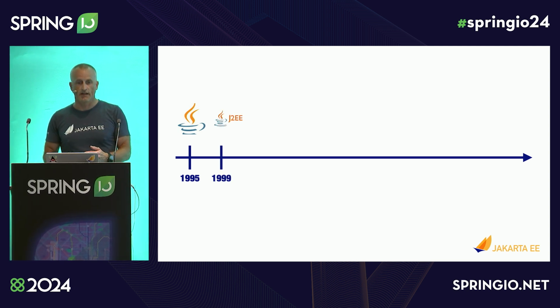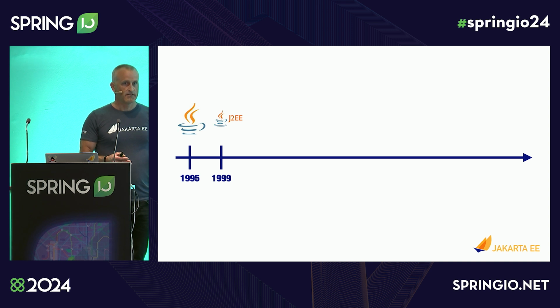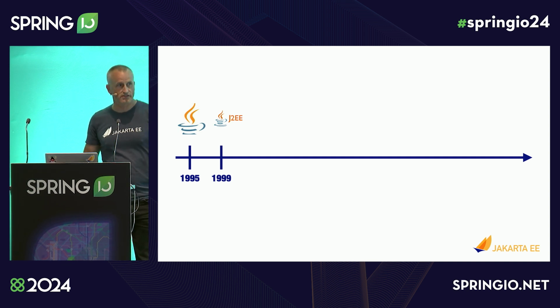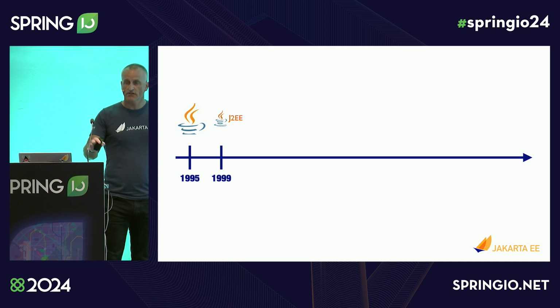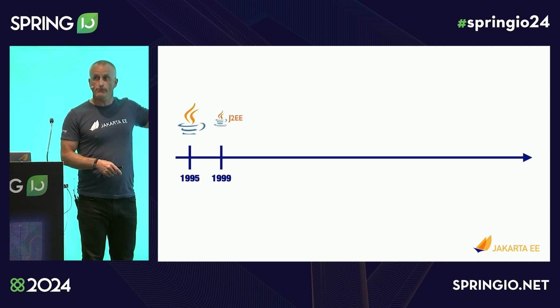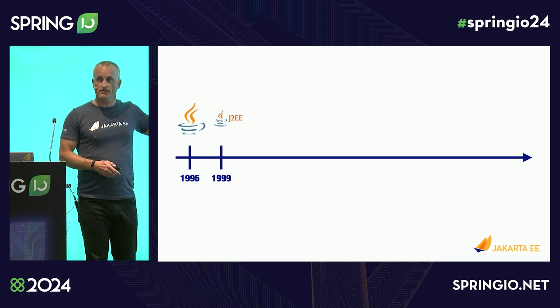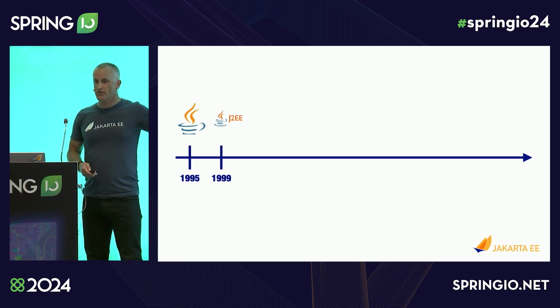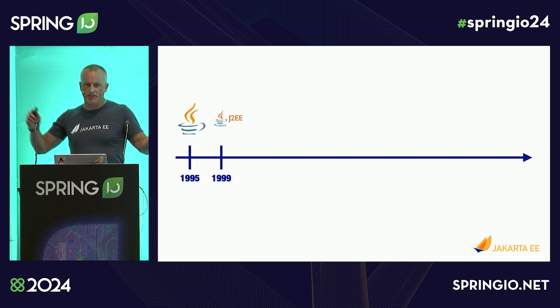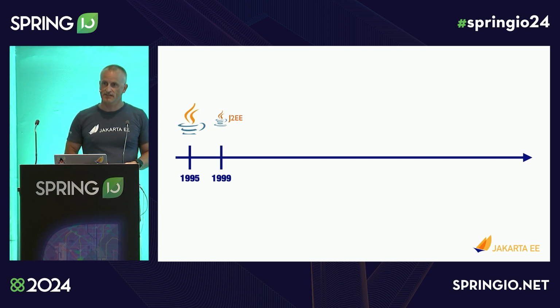So in 99, J2EE came around to help create these business applications on the server. And J2EE was a tremendous success. I mean, most banks and businesses and insurance companies run on J2EE and still do. So this is the reason why we're here. It's because of J2EE. That was such a big success. But it also had a somewhat over-engineered way of doing things.